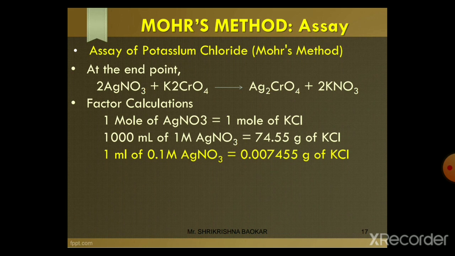Factor calculation. 1 mole of AgNO3 equals 1 mole of KCl. 1000 ml of 1 M AgNO3 equals 74.55 grams of KCl. 1 ml of 0.1 M AgNO3 equals 0.007455 grams of KCl.